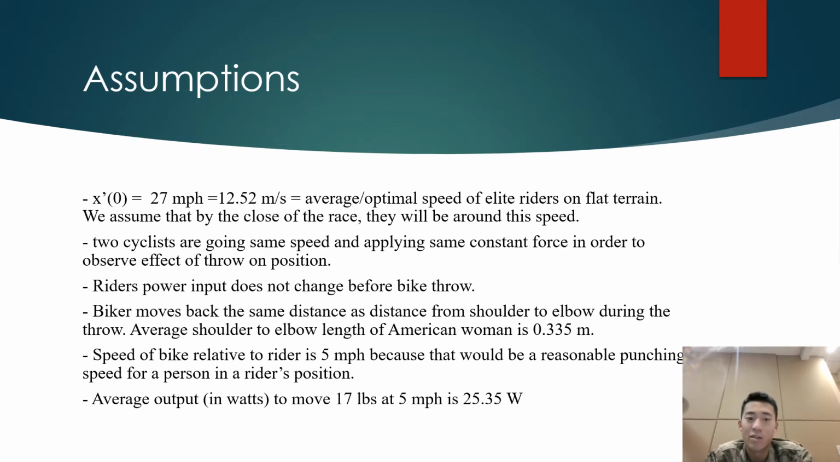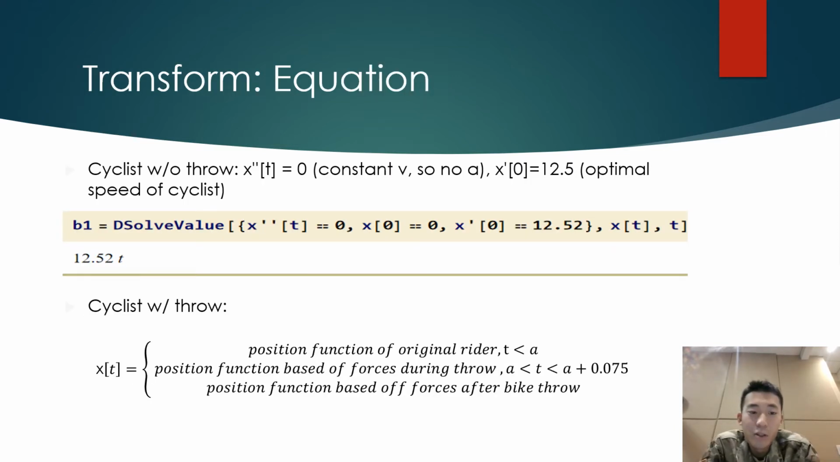So before we can fully transform our problem into a model, there are some assumptions to make. The first one is that the initial speed, before the bike throw, is going to be 12.5 meters per second. We're going to assume the two cyclists are going at the same speed before the bike throw. And then we're going to assume that the bike during the bike throw moves 0.335 meters relative to the rider. And we're going to assume that this happens at 5 miles an hour, and the average power output from this is 25.35 watts.